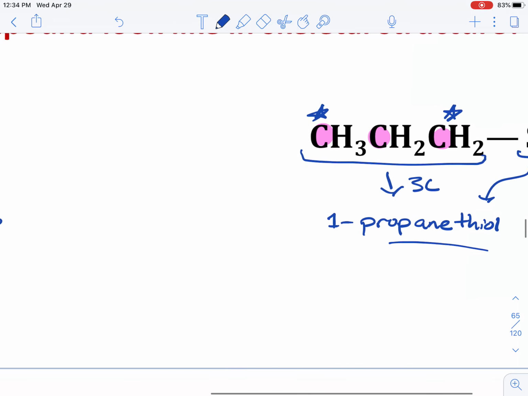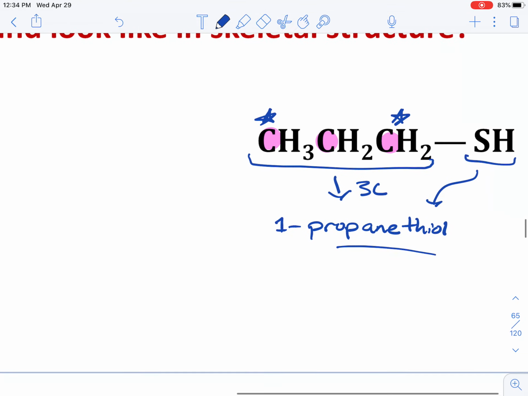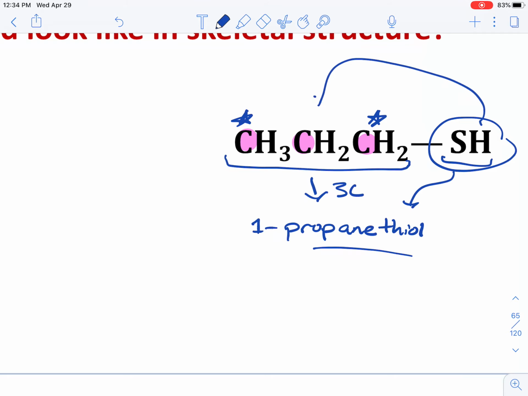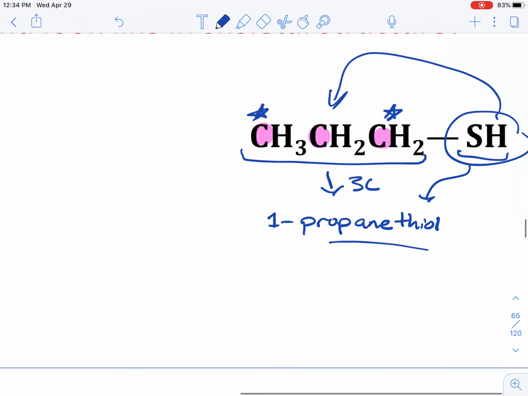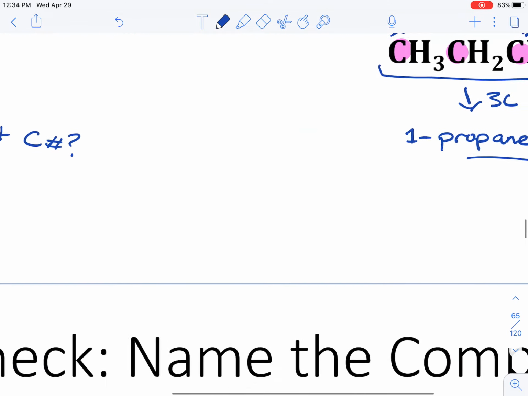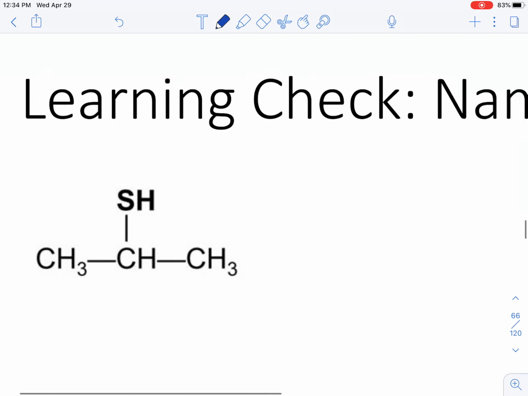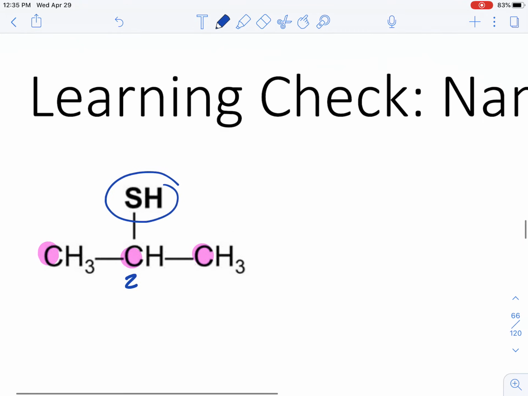However, if we were to place the thiol, or this sulfhydryl group, in the middle, that wouldn't be 1-propane thiol at all. That would be 2-propane thiol, and I think I have an example of that here. So here in this case, we have a 1, 2, 3 carbon compound with a thiol on the second carbon. And so overall, the name of this is 2-propane thiol.